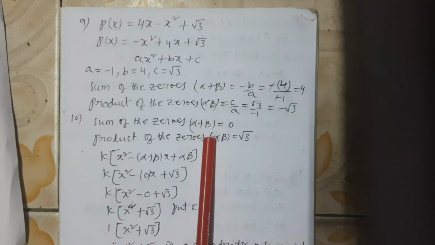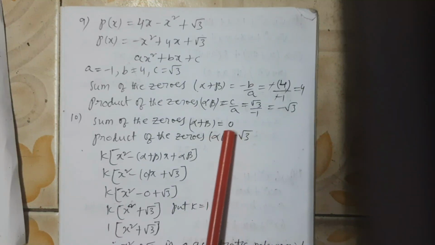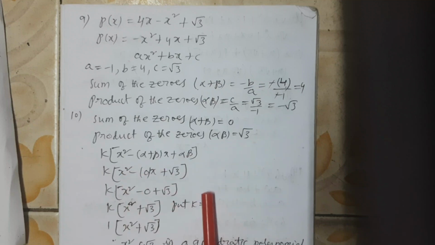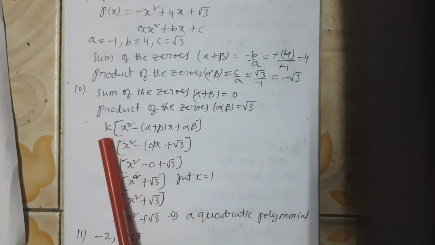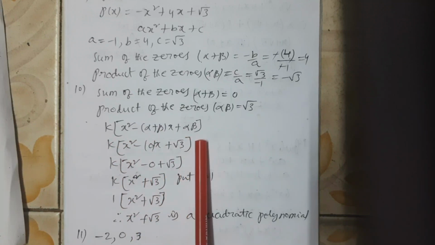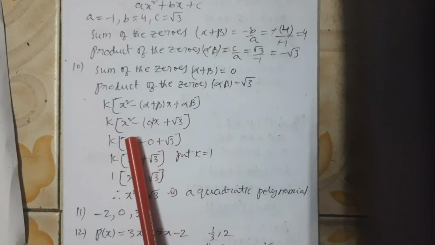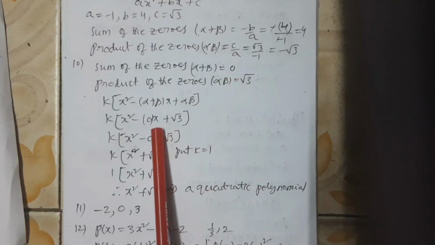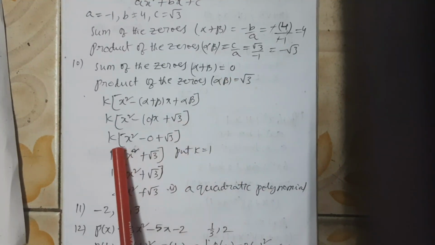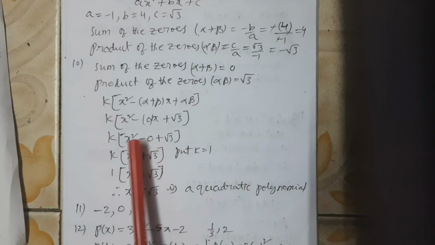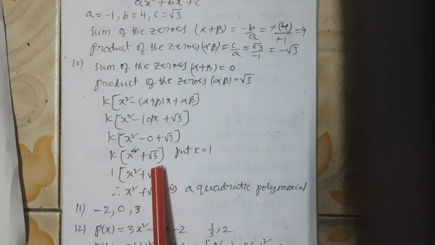See, sum of the zeros means alpha plus beta. Here that value is 0 given. Product of the zeros, alpha beta, is root 3. Now to find out the quadratic polynomial, this is the formula: k into x square minus alpha plus beta into x plus alpha beta. Next, k into x square, alpha plus beta value is already given in the question, 0 into x, plus root 3, alpha beta value root 3. So k into x square minus 0 into x means 0 only, no need to consider this 0 value, plus root 3. Leave that 0 value, k into x square plus root 3.